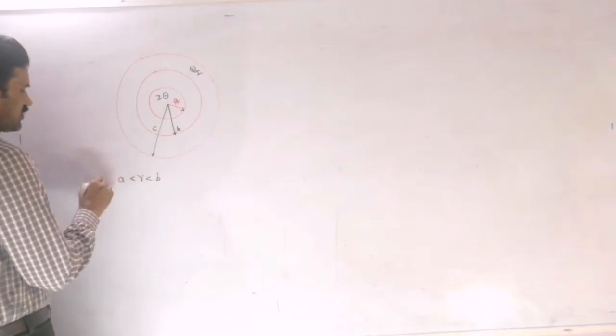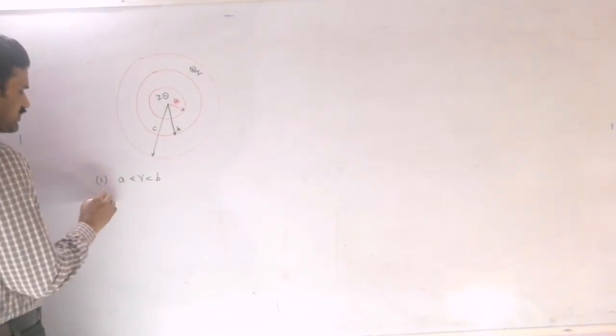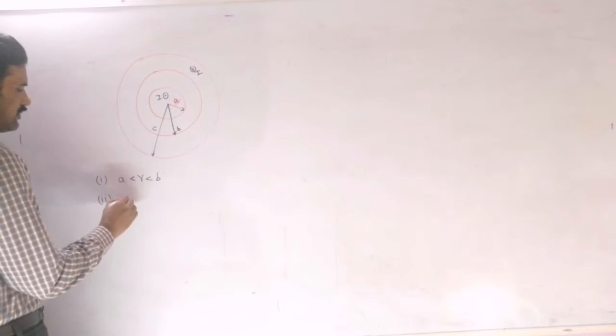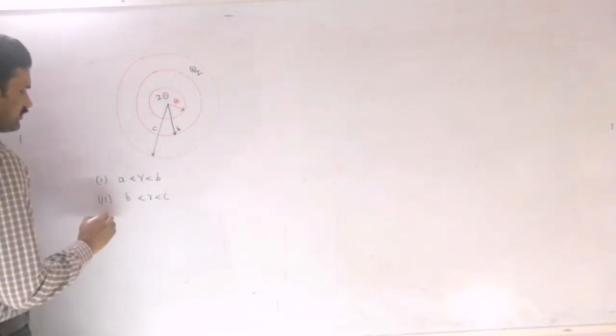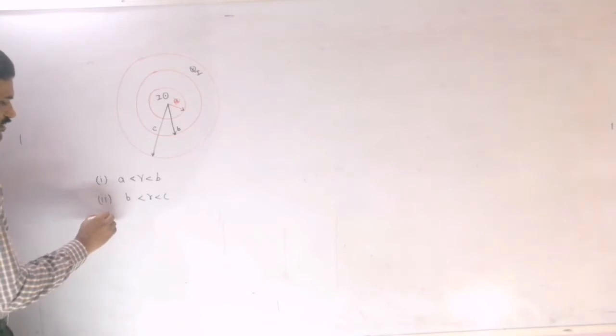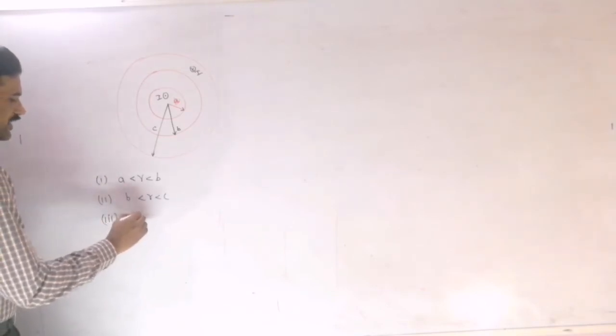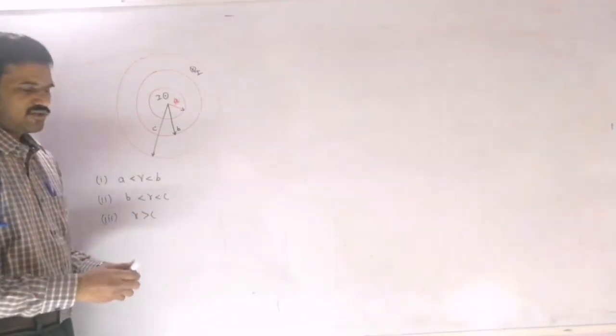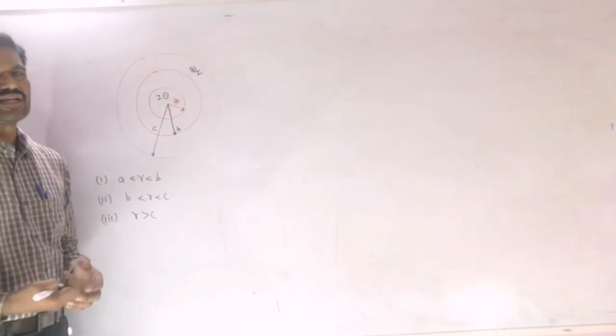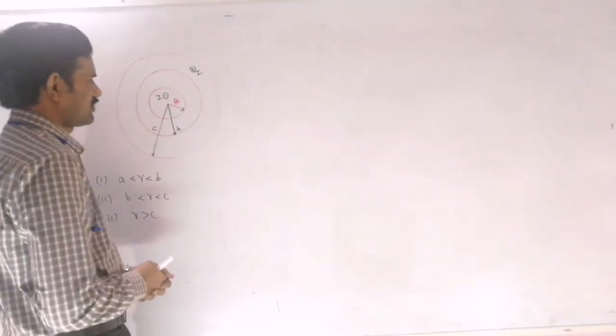This is the first condition here, and the second one is when b is less than r less than c, and the third condition is when r is greater than c, right? So for those three regions we need to calculate the magnetic field due to the system here.